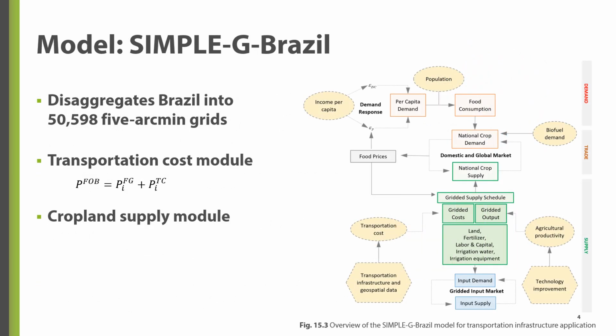The model used is called SIMPLE-G Brazil, which disaggregates Brazil into 50,598 5-arcmin grids, while keeping the rest of the world as 16 aggregated regions. Compared with the basic SIMPLE-G framework, SIMPLE-G Brazil contains a transportation cost module, wherein the national free on board crop price equals the sum of farm gate crop price and the farm-to-port transportation cost. It also contains an updated cropland supply module that allows users to model conservation policies' impact on preventing cropland expansion and conduct sensitivity analysis.